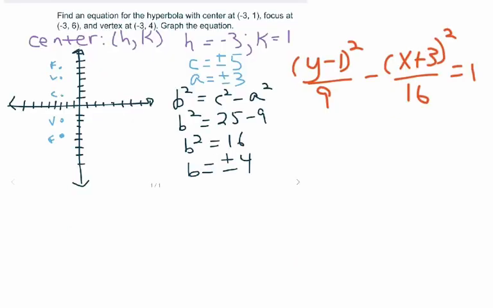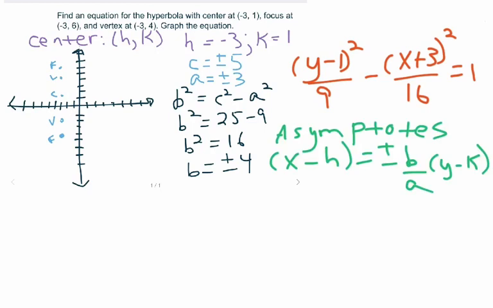The equation of the hyperbola is (y minus 1) squared over 9 minus (x plus 3) squared over 16 equals 1. We know that 16 goes below the x terms and 9 goes below the y terms because the transverse axis is parallel to y and our conjugate axis is parallel to the x-axis.